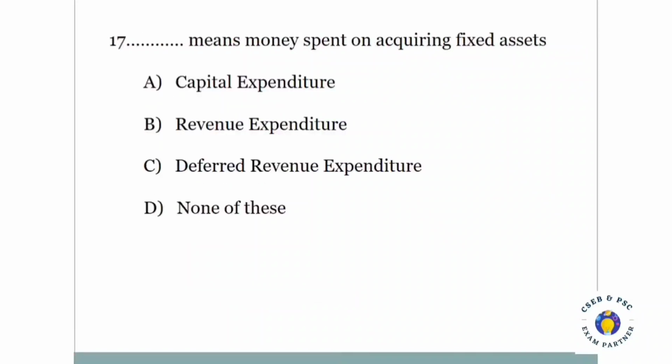Question number 17. Dash means money spent on acquiring fixed assets. Option A capital expenditure, B revenue expenditure, C deferred revenue expenditure, option D none of these. Answer is capital expenditure.